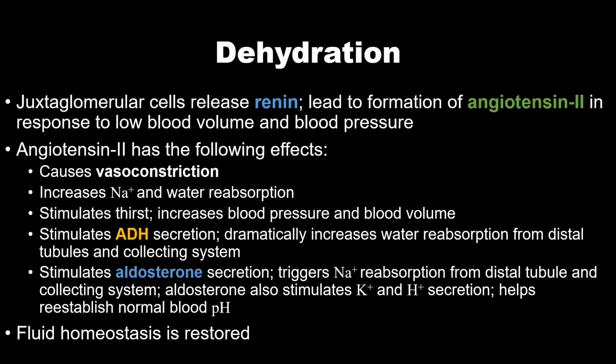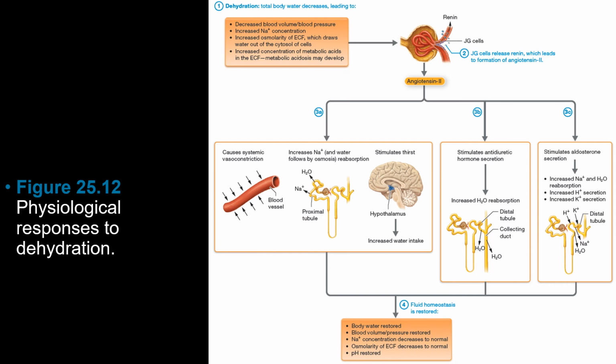If you look at this next slide, it shows the full physiological response to dehydration, starting with the lower blood volume, blood pressure, increased sodium concentration, increased osmolarity, and increased concentration of metabolic acids, all the way down to angiotensin II release, juxtaglomerular cells releasing renin, vasoconstriction, sodium reabsorption, thirst stimulus, antidiuretic hormone secretion, and aldosterone secretion, all of them working together to restore normal body water, blood volume, blood pressure, sodium concentration, osmolarity, and blood pH.